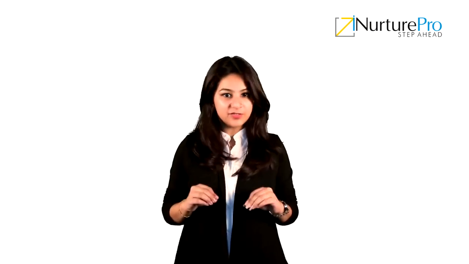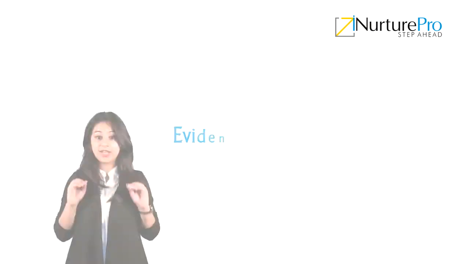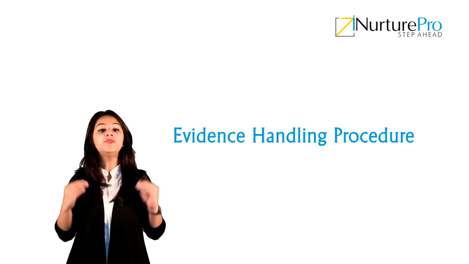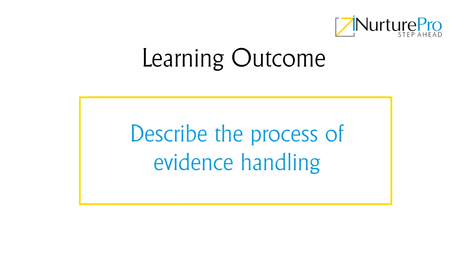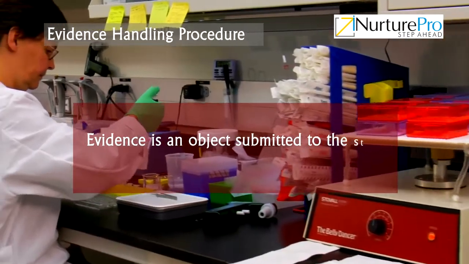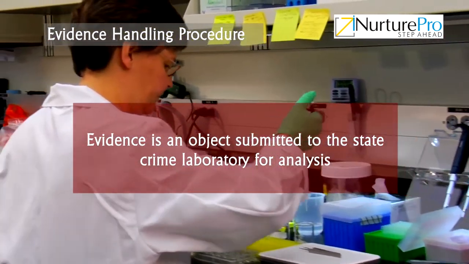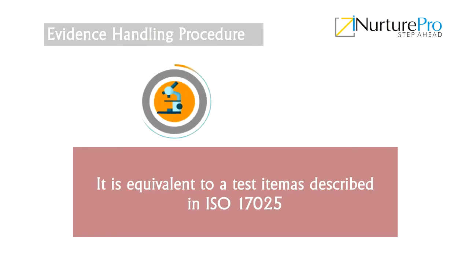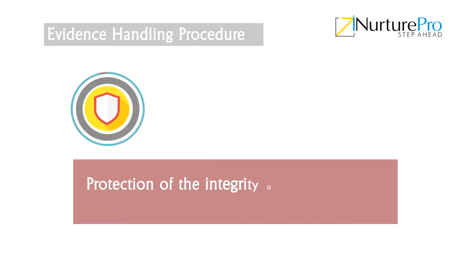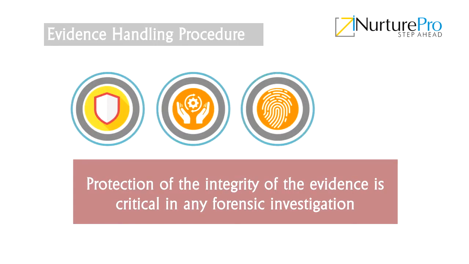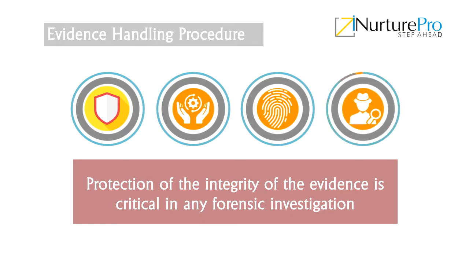Everybody. In this video, we will be discussing evidence handling procedure. After watching this video, you will be able to describe the process of evidence handling. Evidence is an object submitted to the state crime laboratory for analysis. It is equivalent to a test item as described in the ISO 17025. Protection of the integrity of the evidence is critical in any forensic investigation.